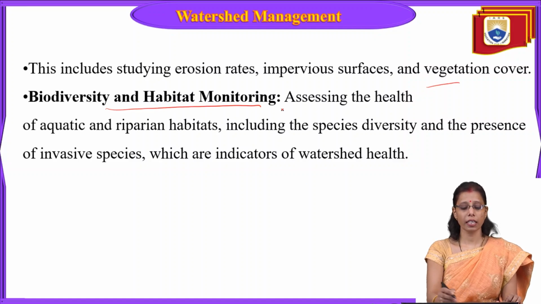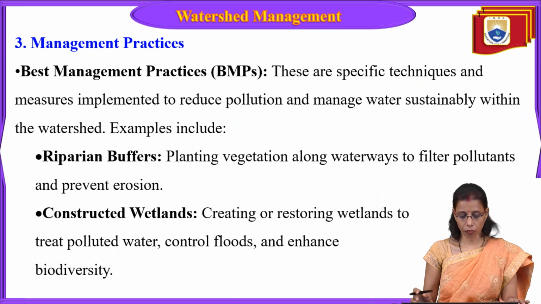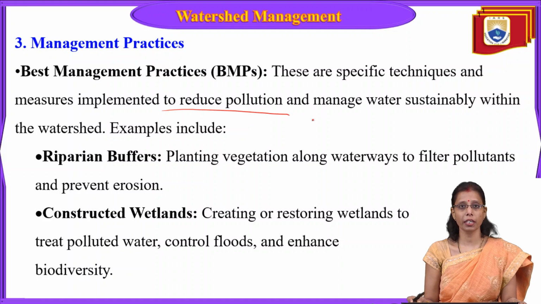Now, biodiversity and habitat monitoring: assessing the health of aquatic and riparian habitats, including the species diversity and the presence of invasive species, which are indicators of watershed health. Now, management practices. What are the management practices here? Best management practices are the specific techniques and measures implemented to reduce pollution and manage water sustainably within the watersheds.